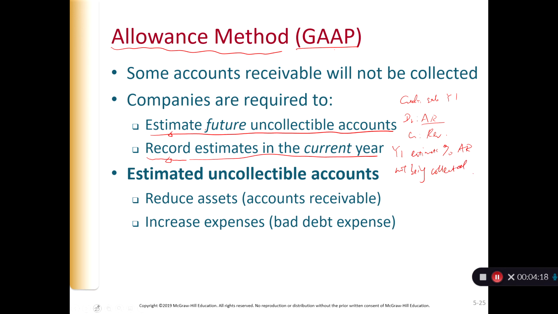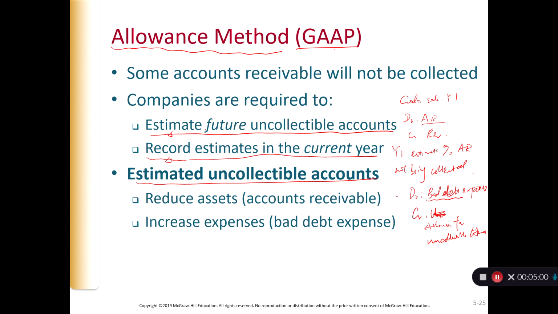Okay, so this estimate of uncollectible accounts will reduce our accounts receivable because we will consider it a bad debt expense. Bad debt means things that you cannot collect. Bad debt, right? And your credit account is called allowance for uncollectible accounts. I know right now it's a little bit overwhelming. I just want to give you an example.